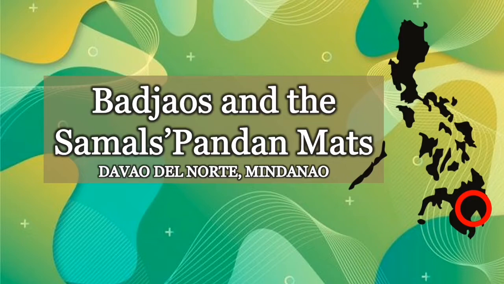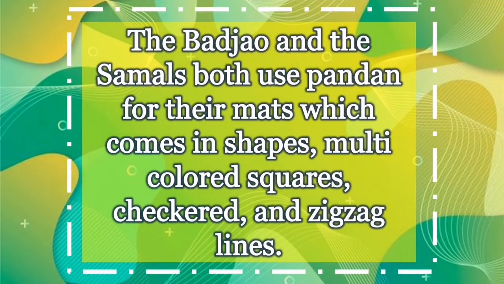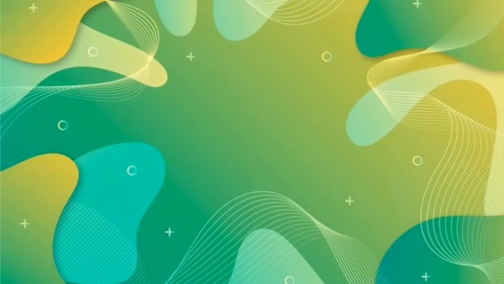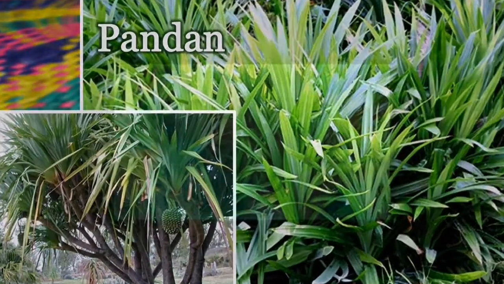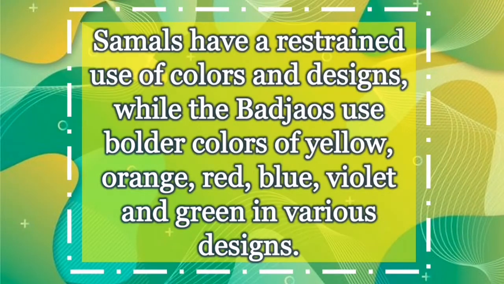Badjaos and the Samal's pandan mats. The Badjao and the Samals both use pandan for their mats, which come in shapes, multicolored squares, checkered, and zigzag lines. They use pandan for weaving. Samals have a restrained use of colors and designs, while the Badjaos use bolder colors of yellow, orange, red, blue, violet, and green in various designs.